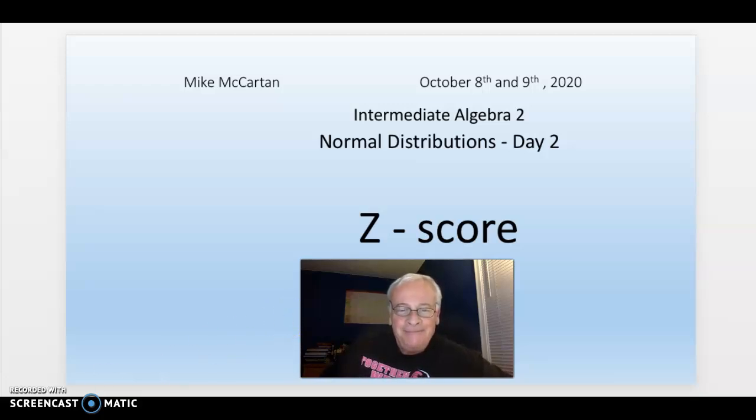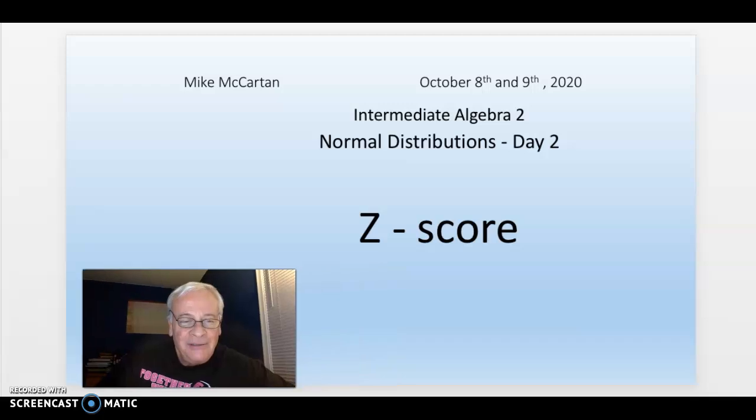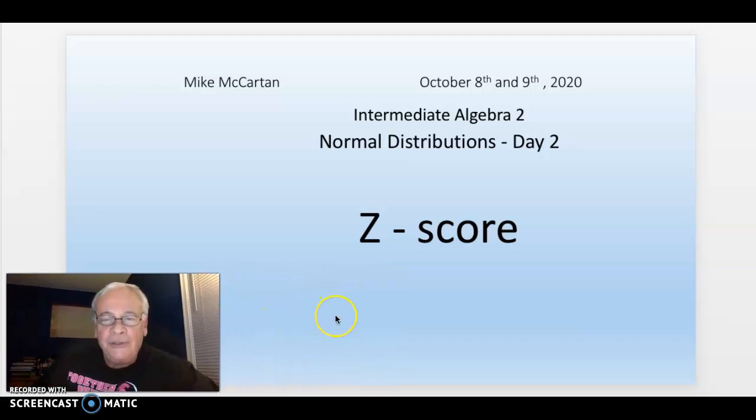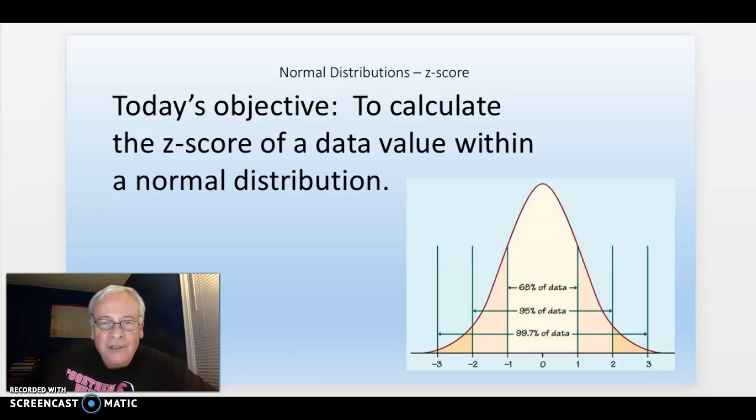Hello everyone. Today we're going to keep looking at normal distributions. In particular, we're going to talk about what's called the z-score. Okay? Today's objective is to calculate the z-score of a data value within a normal distribution. Our title is right up here, Normal Distributions, Z-score.